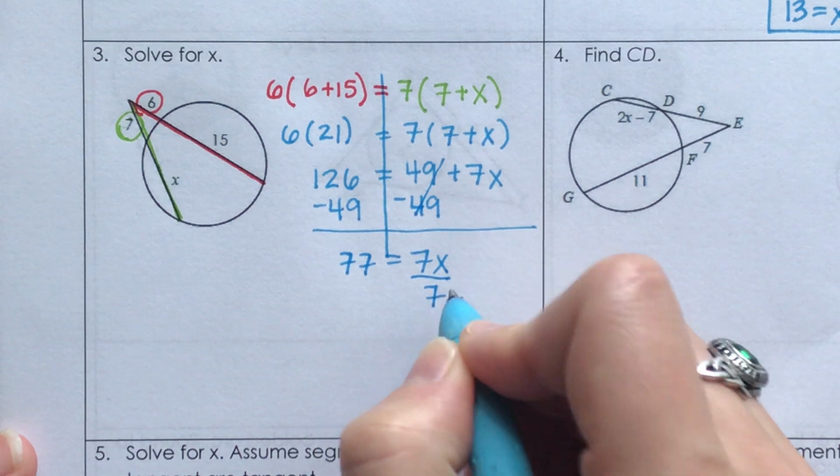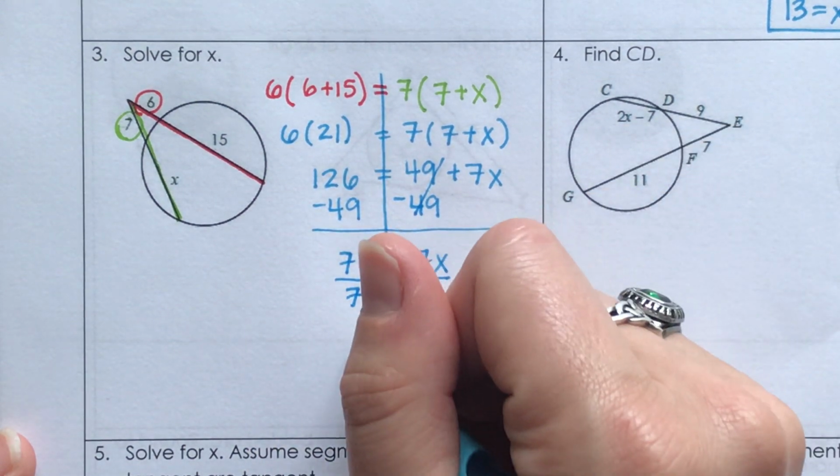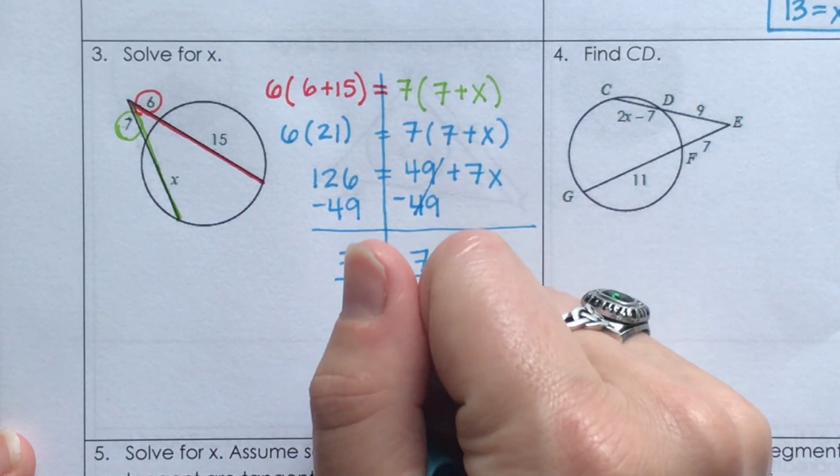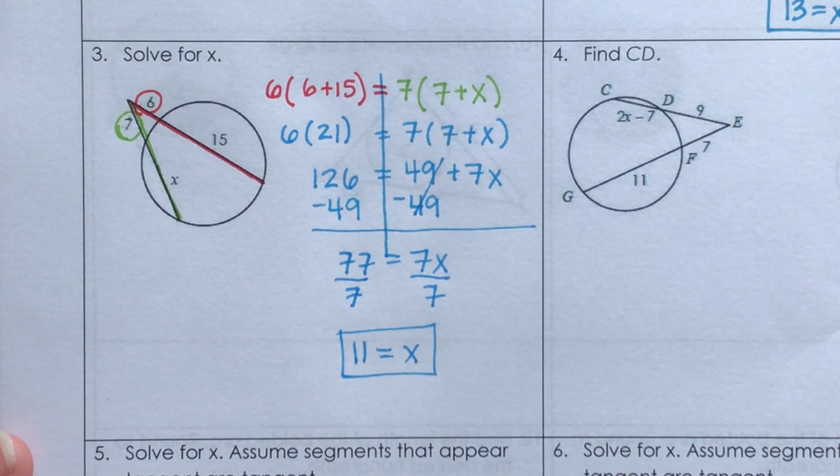And then divide both sides by 7. I get 11 equals x, or x equals 11. There we go. We solved for x. We did what the problem asked us.